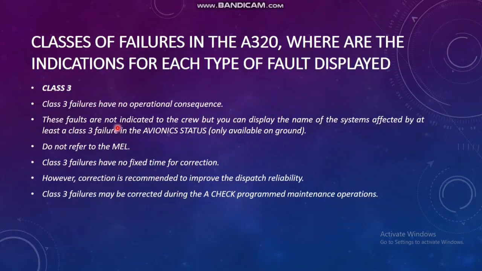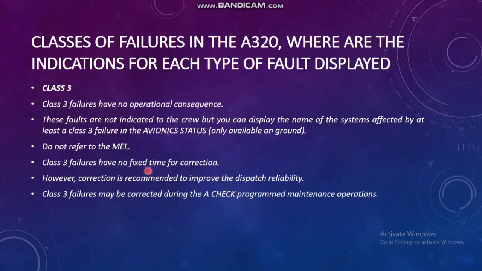Then class 3 failures have no operational consequences. These faults are not indicated to the crew, but you can display the name of the system affected by at least a class 3 failure in the avionics status. So if you go in the MCDU CFDS, you will find the avionics status page, and you can find the class 3 failures. They do not refer to the MEL.